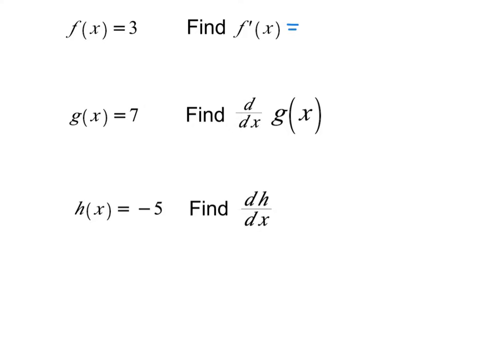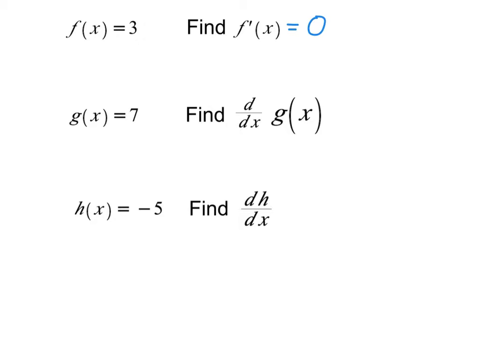F prime of x equals, well, think about the graph if you're feeling a little stuck. If you graphed f of x equals 3, that is like y equals 3, right? It would just be a horizontal line. What's the slope of that line? 0. Hence, f prime of x equals 0.